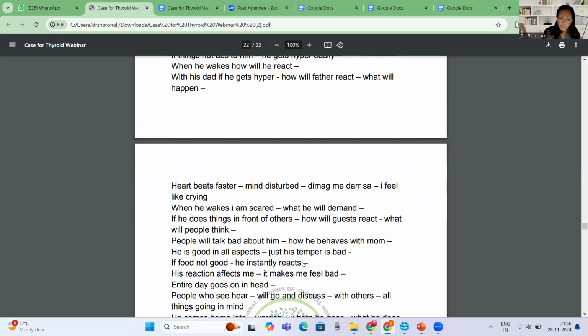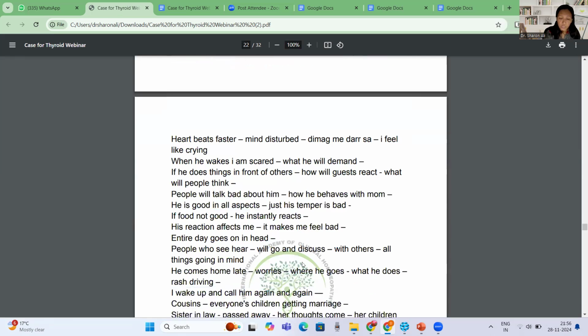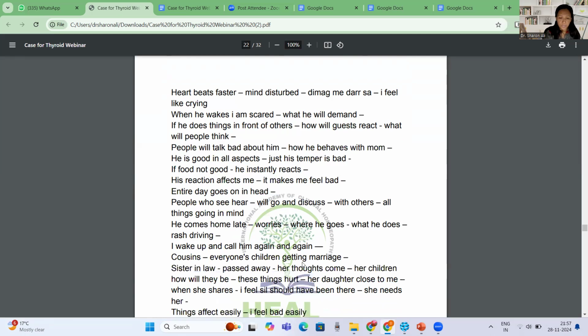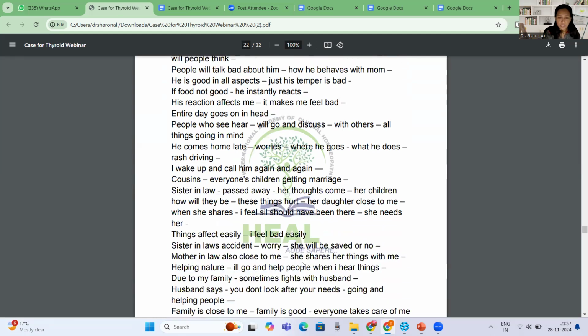If the food is not good, he reacts instantly. His reaction affects me. It makes me feel very bad. Entire day goes on in head. People who hear will go and discuss with others. All things will go in mind. He comes home late, worries where he goes, what he does, rash driving. I wake up and call him again and again. Okay, and then she tells about her sister-in-law who passed away. So there's a lot, huh?